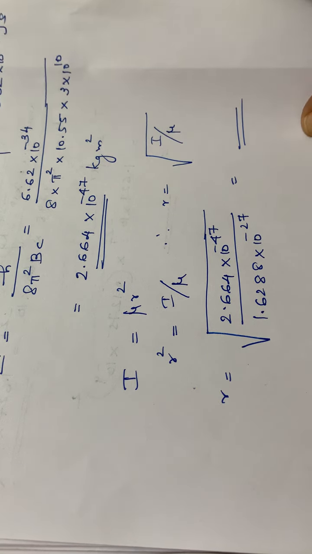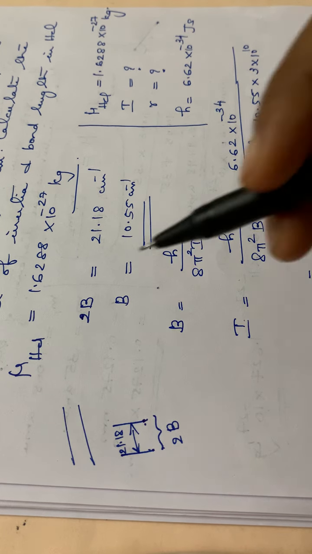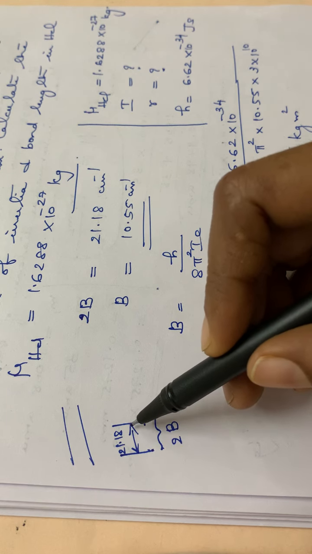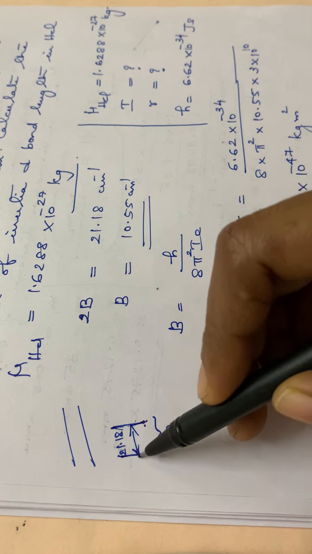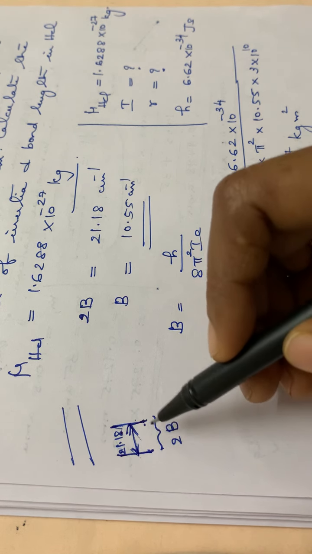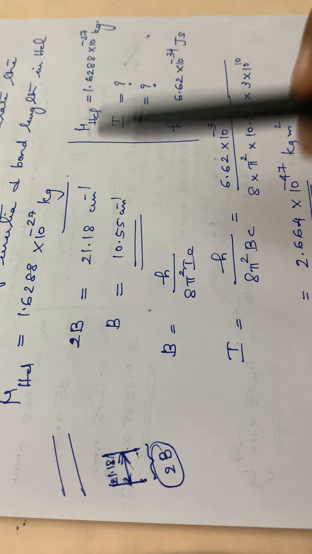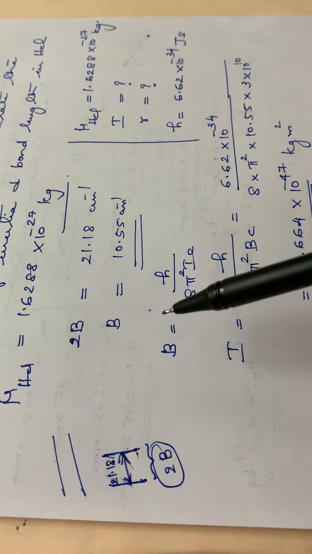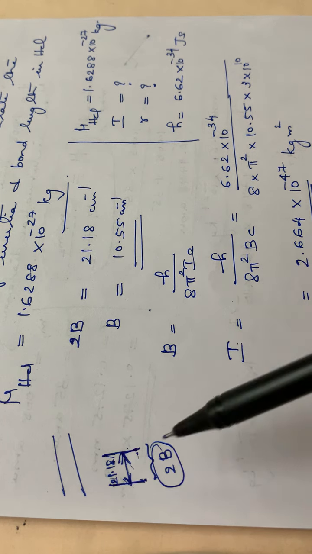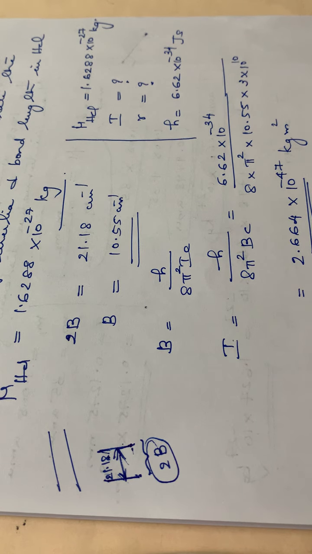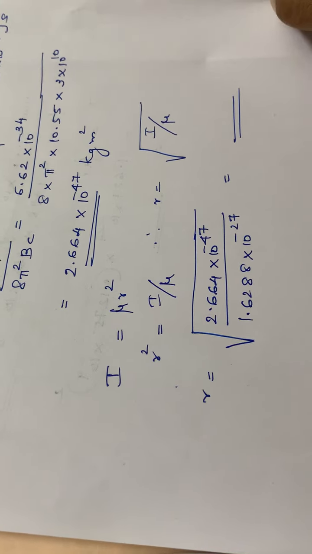So this is how you have to calculate this type of problems. One thing you have to take into consideration is the line spacing between the two spectral lines. So if these are the two spectral lines, the line spacing is 21.18 centimeter inverse. So the line spacing is given by the formula 2b. So 2b is equal to 21.18, not b. Don't write it as b is equal to 21.18. It is wrong. You have to write it as 2b is equal to 21.18. Hope you are clear with this problem also.